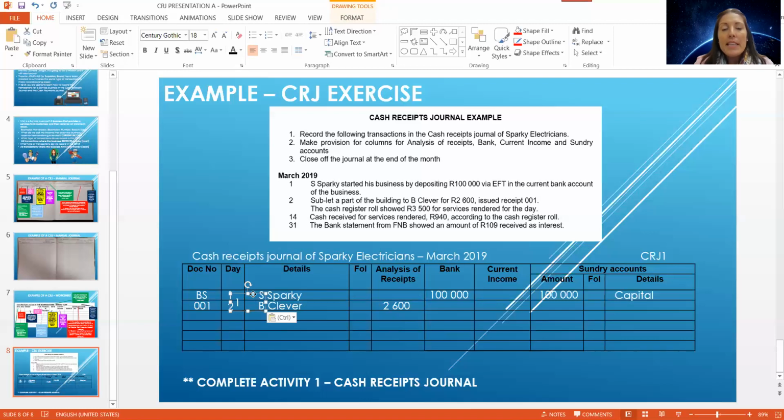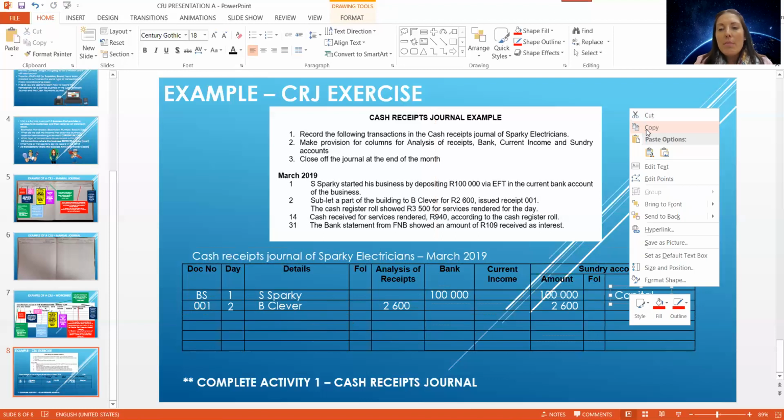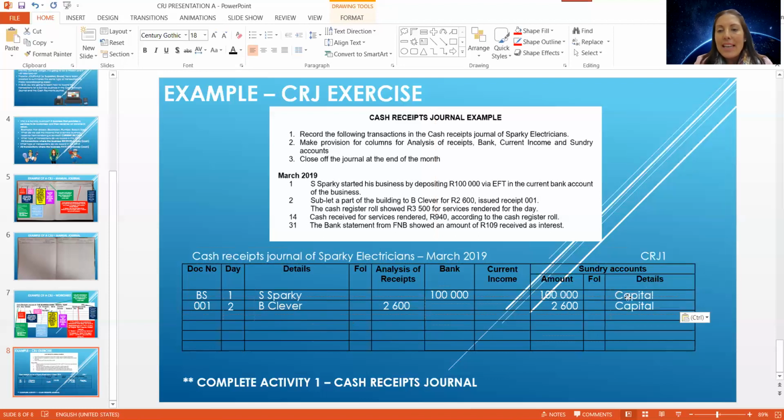Because the tenant gave us the 2,600 for rent. Is there a column for rent? No. So I go to the sundry accounts once again. I enter the amount, the 2,600 in my amount column, and then in my details column, I write why did I receive the money, or the name of the account that is affected by this transaction. Why did we receive it? The tenant gave us rent.